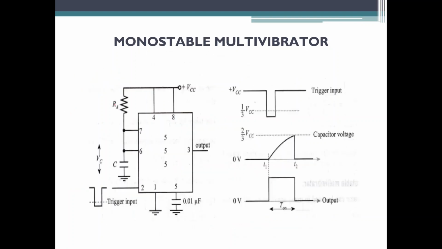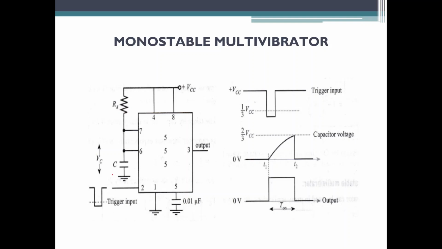I told you, this is your 555 timer IC. No changes have been done except RA and capacitor has been connected. Internally there are op amps and all the other things. So initially, before you apply the trigger input, if you say the output is 0, your capacitor will not charge. After that, you apply the trigger input and when the trigger input crosses 1 by 3 VCC, the output of the lower comparator will become 1, thereby cutting off the transistor, making the capacitor charge.